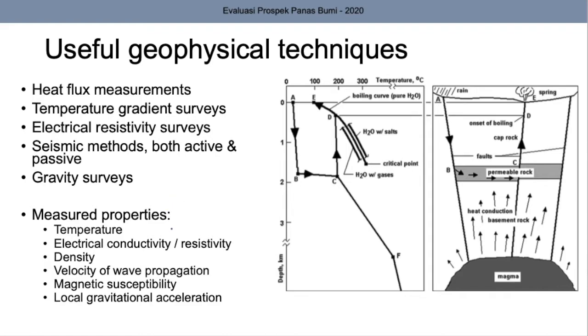The properties that are being measured from geophysical investigations include the temperature, the electrical conductivity and resistivity, the density, the velocity of wave propagation, magnetic susceptibility, and local gravitational acceleration. All of these properties are usually affected in a geothermal system due to the change in the rock and physical properties.